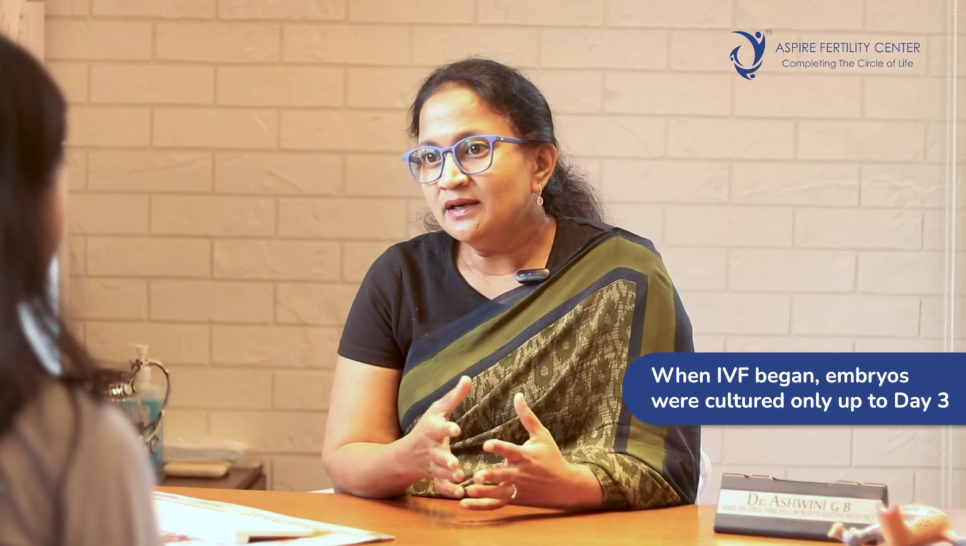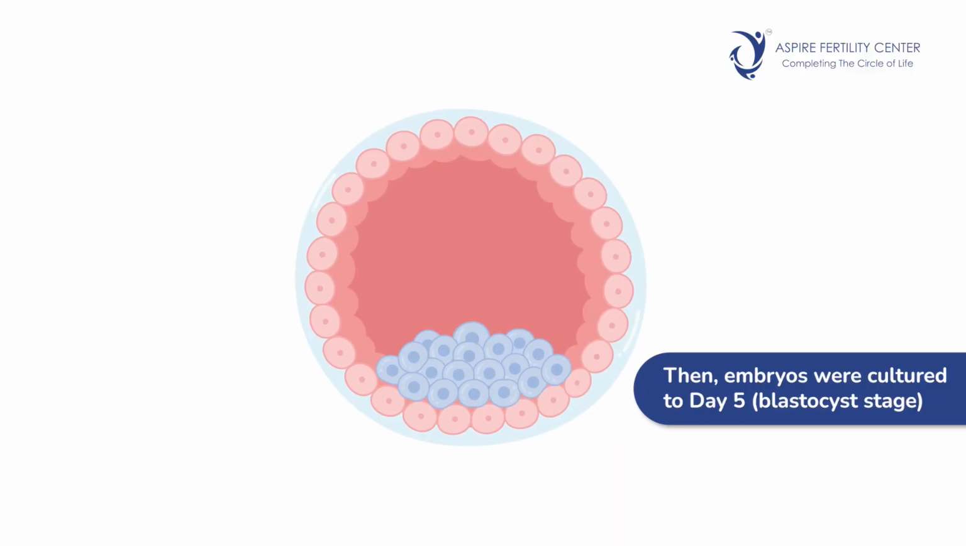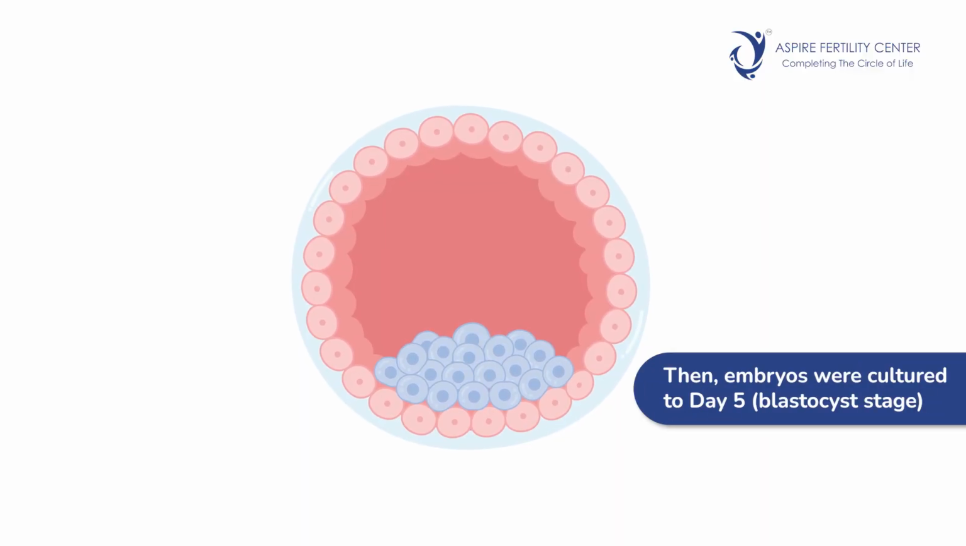So when IVF started, the culture of embryos was only up to day 3. Embryos were cultured up to day 3, and around the 8-cell stage is when they used to be transferred. So even at that stage, embryo biopsy was attempted, wherein there was an attempt to take 1 or 2 cells and get a report with the genetic tests that were available at that time, like FISH or CGH, and then consider transferring. And then came culturing the embryos till day 5, which is a blastocyst.